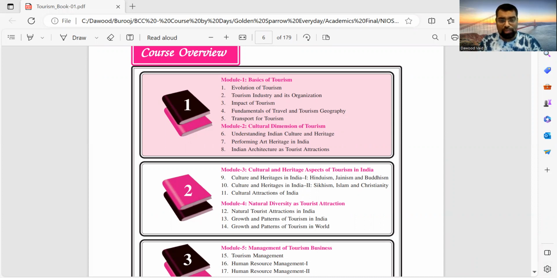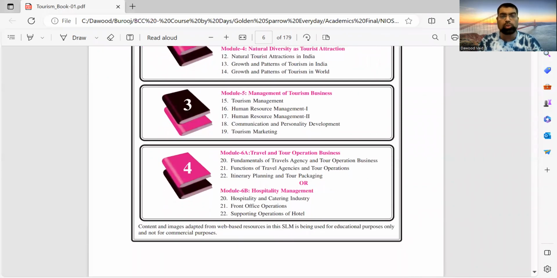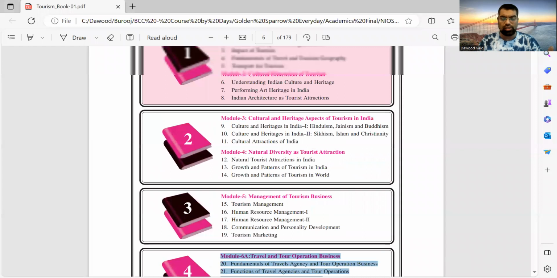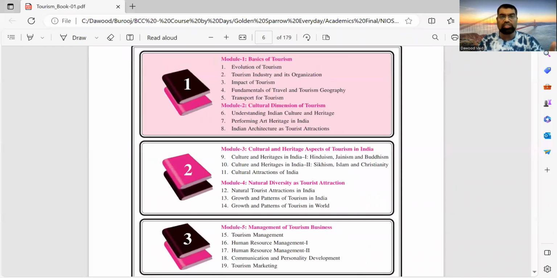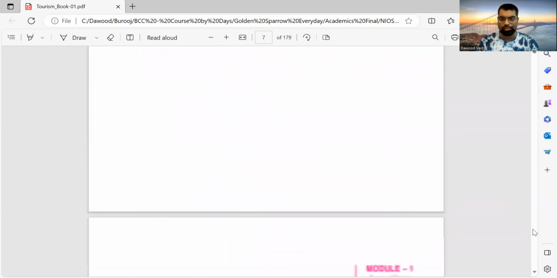Tourism is a long course, 22 chapters, but module 6 is an optional chapter. So we essentially have 5 chapters and 5 modules, and then the optional module number 6, which is 2 sections. We will quickly tackle module 1, basics of tourism, today. Maybe it's the first session, the first chapter, evolution of tourism.